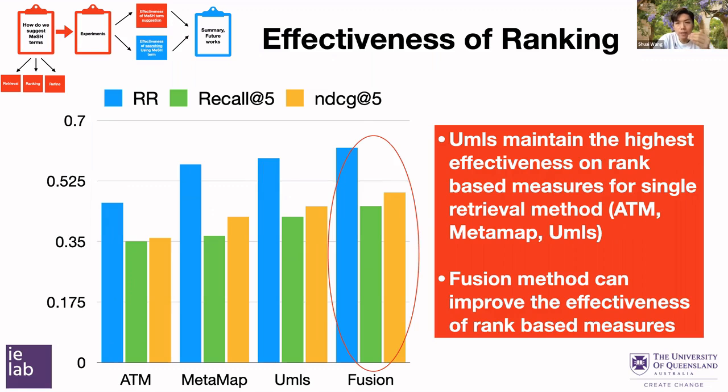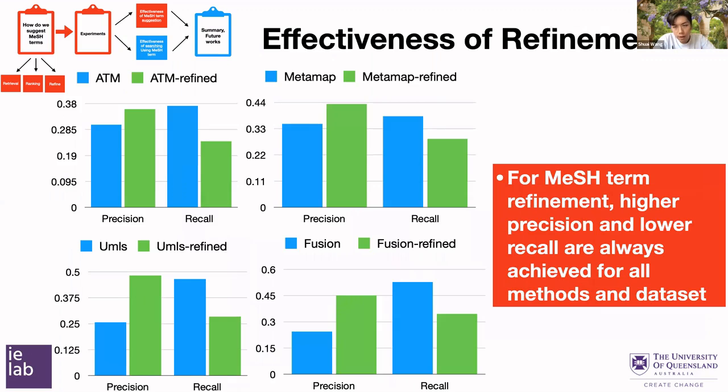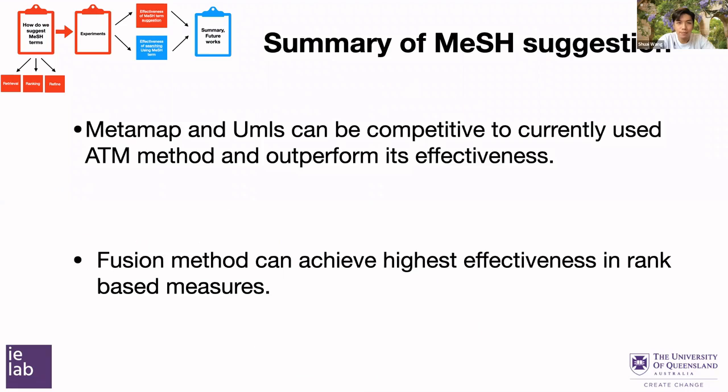And the fusion method can achieve even higher effectiveness in its ranking. These findings are shown in all rank-based measures, including reciprocal rank, recall at 5, recall at 10, NDCG at 5, and NDCG at 10. And for refinement methods, we found that the general trend of refinement will always have an increase of precision and decrease of recall, compared with unrefined methods when comparing with the same suggestion method.